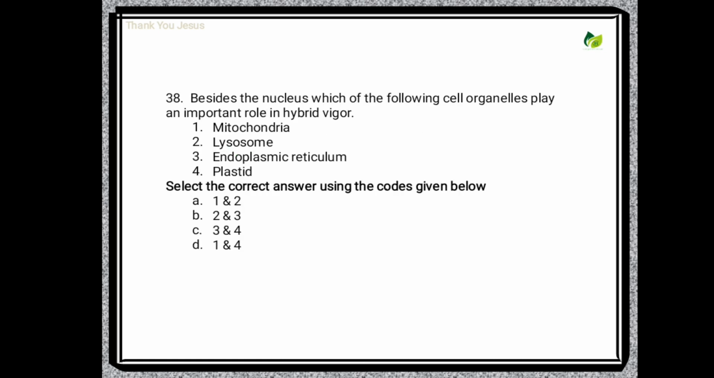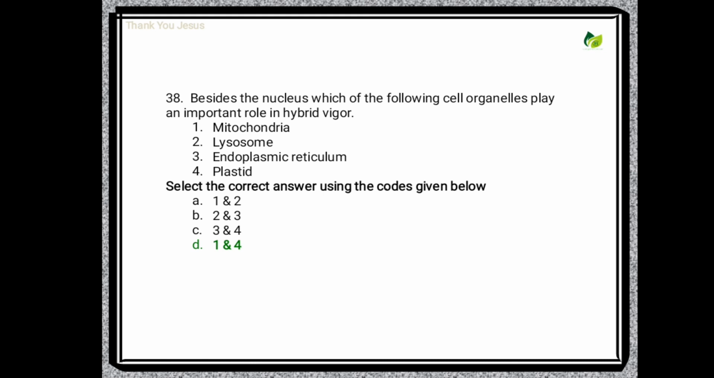Let's see the next question. Besides the nucleus, which of the following cell organelles play an important role in hybrid vigor? Mitochondria, lysosome, endoplasmic reticulum, plastid. Among these, we have to select the correct statements: 1 and 2, 2 and 3, 3 and 4, 1 and 4. The correct option is 1 and 4, mitochondria and plastid.